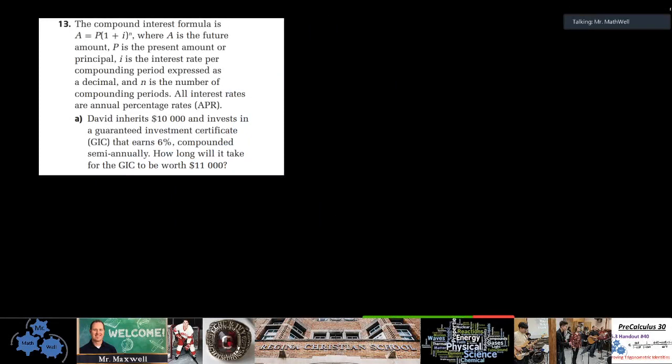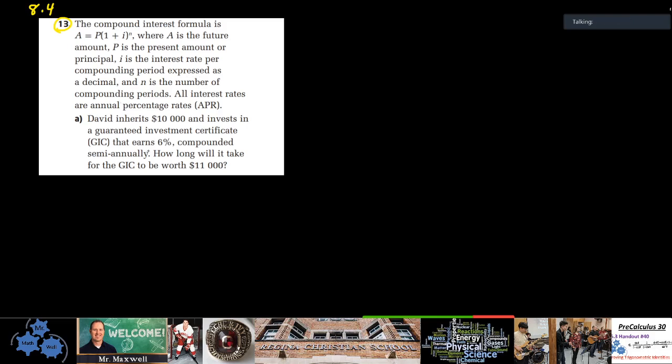All right, so this is pre-calculus 38.4, and we are at number 13 here in our textbook. It says the compound interest formula is given here: A equals P times (1 plus i) to the power of n, where A is the future value, P is the principal, i is the interest rate per compounding period, expressed as a decimal, and n is the number of compounding periods.